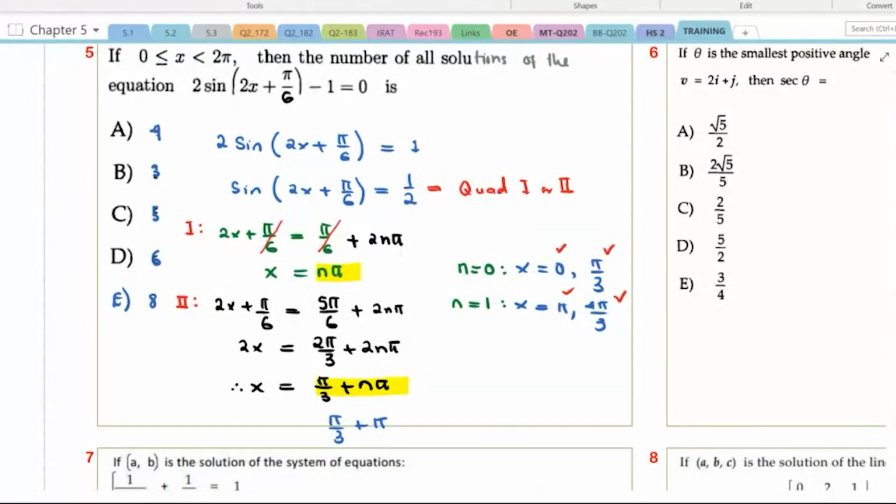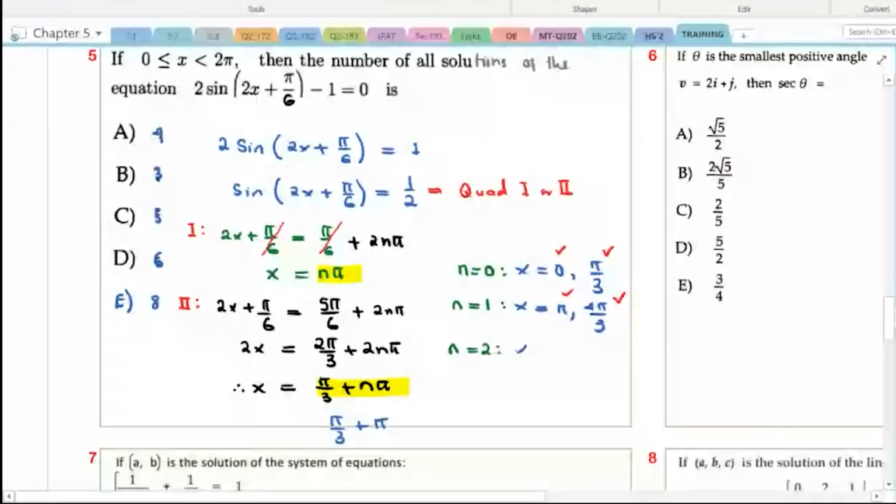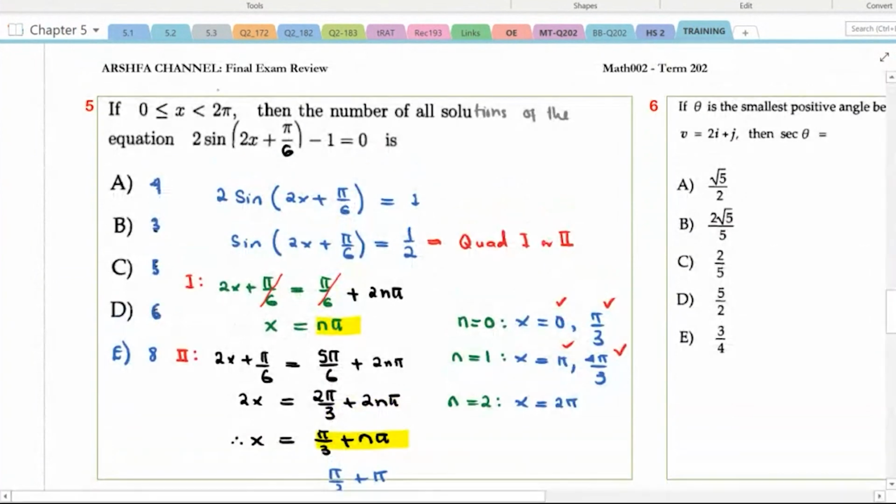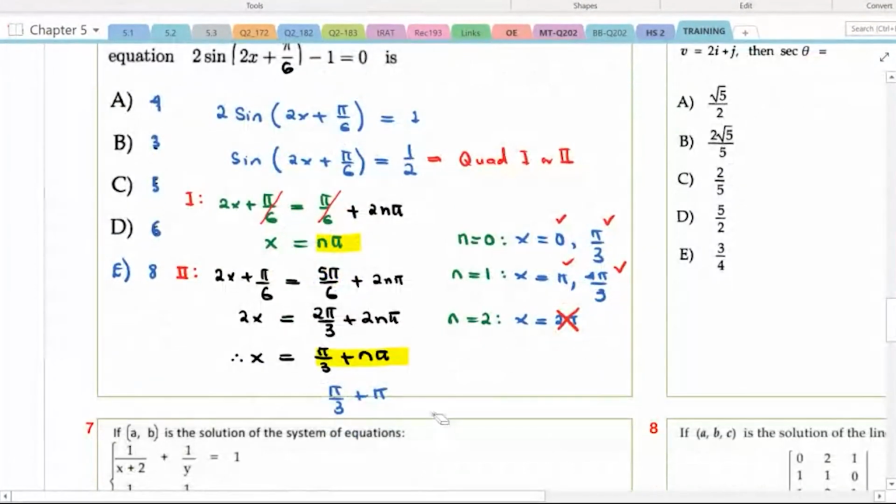Now, if we go beyond this, for instance, let's say n equal to 2. What is going to be my x? We say x is going to be equal to 2 pi. So obviously, 2 pi is outside the interval because the interval is open. So we can say this is out. And in other words, we can say directly we have 4 solutions.